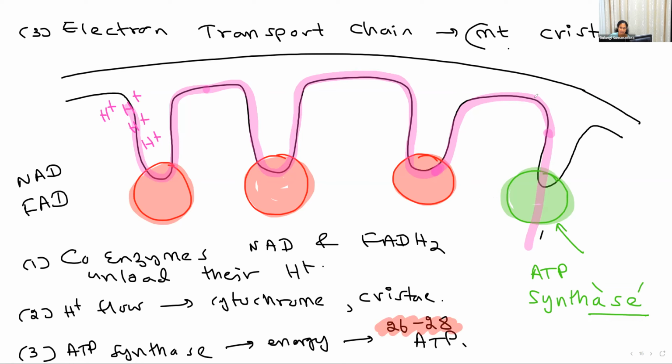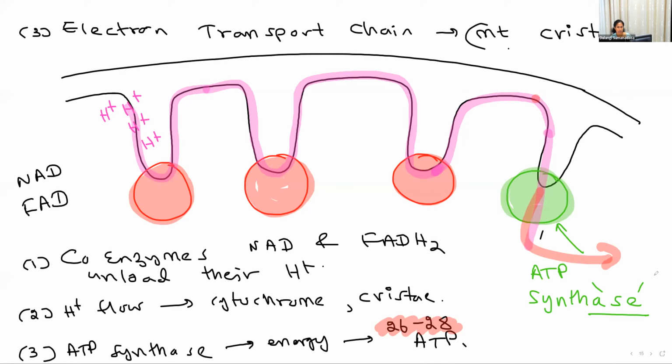Is this clear? So when the high energy proton flow goes through the ATP synthase, the ATP synthase is going to extract the energy and convert it into ATP. You have to give the number. The number has to be 26 to 28 ATP. It is very, very big compared to the glycolysis 2 ATPs or Krebs cycle 2 ATPs. We are producing a large number of ATPs.